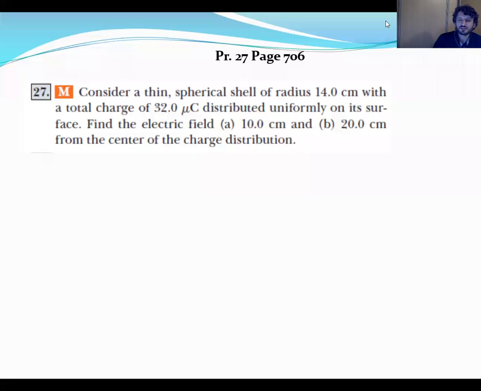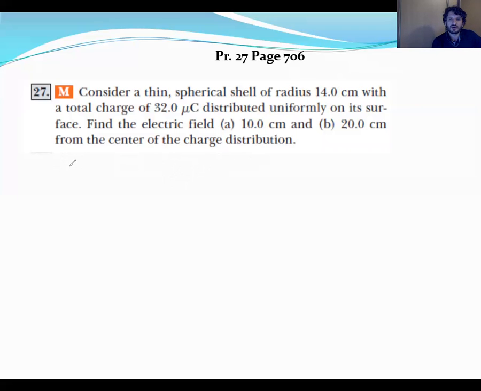Problem 27, page 706. Here we have a thin spherical shell. When I say thin, it means the internal radius equals the external radius. The thickness of the shell is very small, tiny. Like a football, the thickness of the football is very small relative to the total radius. Okay.